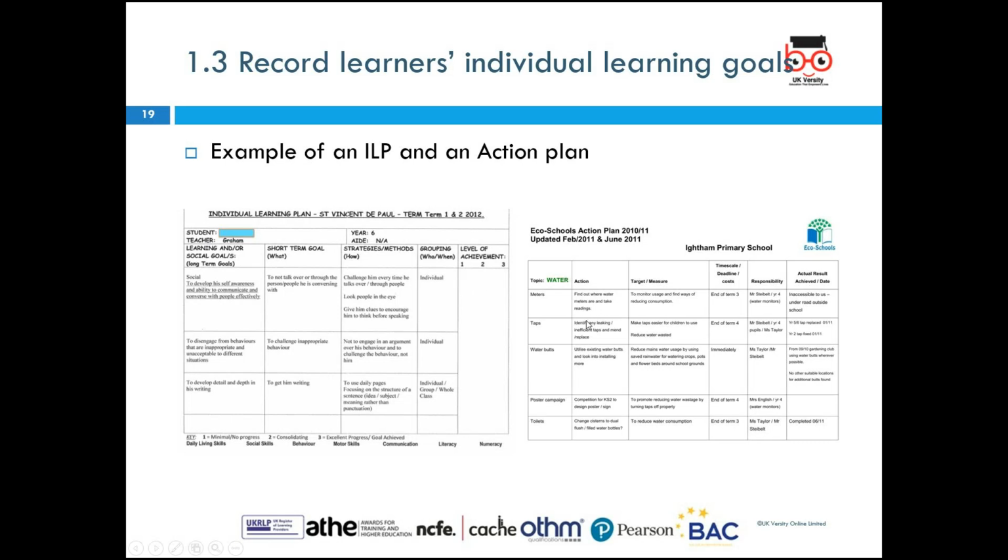And then an action plan is like you're going to be learning about the topic of water in science. So you're going to be talking about meters and taps and water butts. So these will be separate lessons. For each lesson, you're going to have an action, how you're going to measure it, what the time scale is, whose responsibility it is, and what the result was. Were they able to learn it, or did you need to give more information on this?